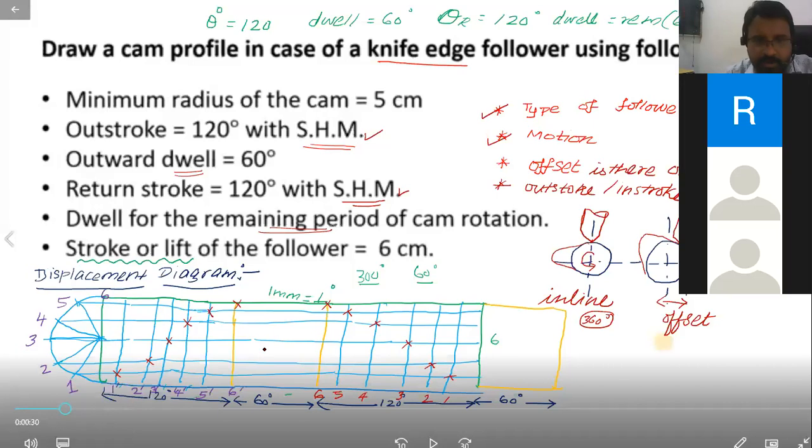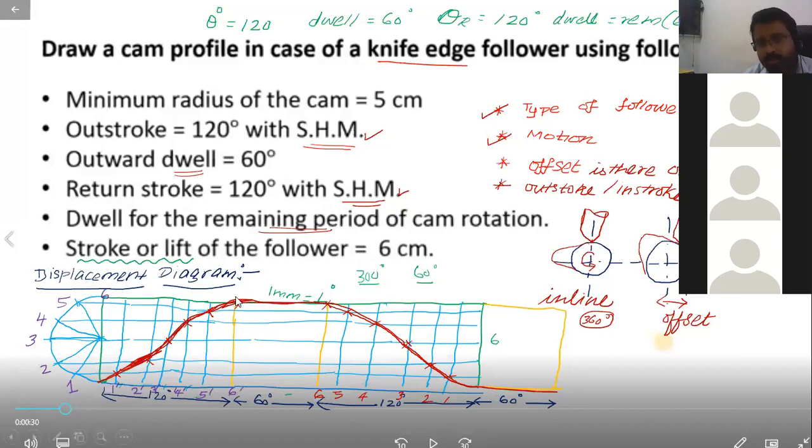So now we can draw the profile. Once you have drawn this, this is a displacement diagram. After reaching this point, it's going to dwell. So we are going to continue this diagram with this. That is how we are going to achieve it. Exactly. You should draw nicely. No overlap should be there. Only one single line should be drawn.